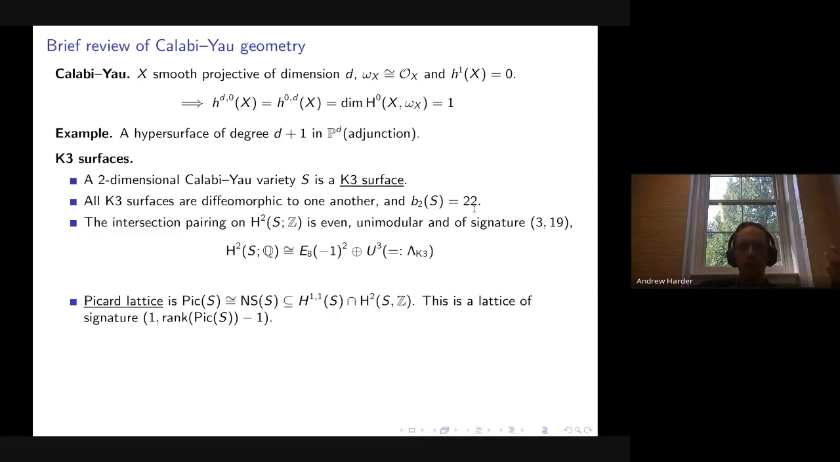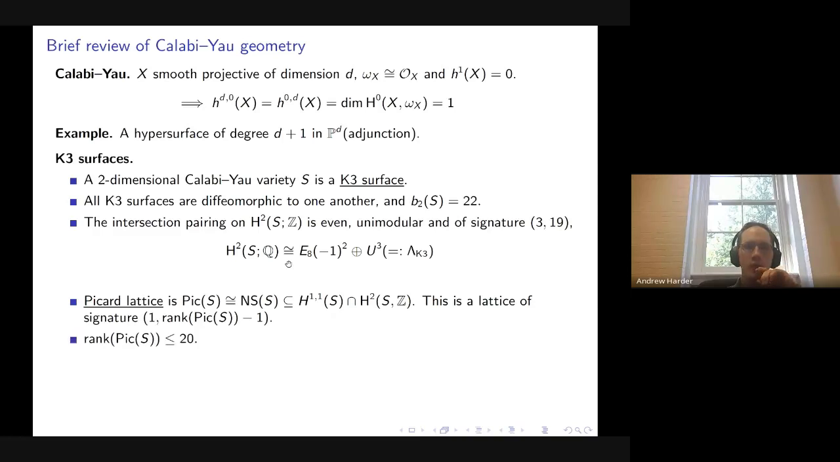Okay, so another interesting invariant of the K3 surface is what I call its Picard lattice. Since a K3 surface is simply connected, the Picard group is isomorphic to the Néron-Severi lattice, which is the intersection of H^{1,1} of S and the integral cohomology. So this is a lattice, since it lives inside of H^{1,1}, the Hodge index theorem tells us that this is a lattice of signature (1, rank minus 1). An immediate consequence of this, plus the fact that h^{2,0} and h^{0,2} are equal to 1, is that h^{1,1} is equal to 20, so the rank of the Picard lattice is less than or equal to 20.